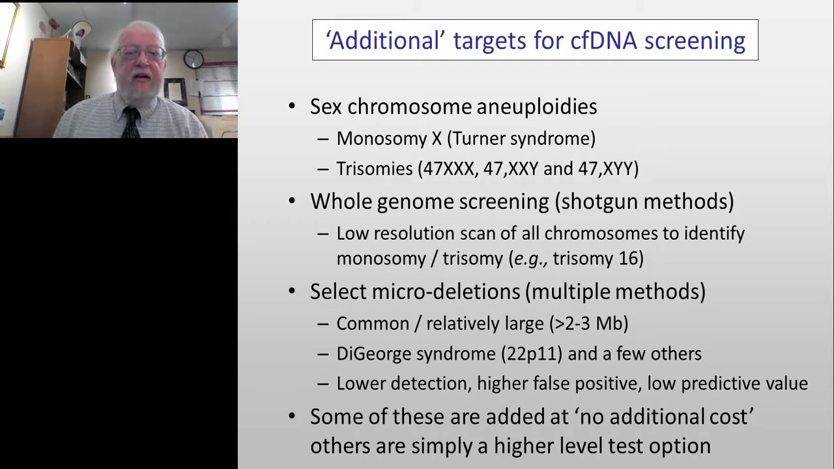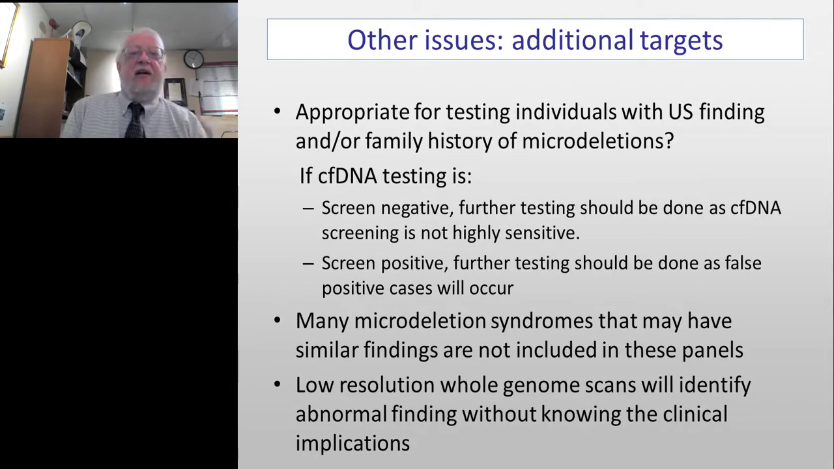So what about these things? What about if you have an ultrasound finding like a conotruncal defect and/or a family history of DiGeorge syndrome? Is this what you should do? Well, let's look. If the DNA test is screen negative, you probably ought to do targeted testing anyway, because cell-free DNA is not going to identify 100% of those microdeletions. Some of them, 1.5 megabases, may be missed. So even if it's screen negative, you ought to be doing further testing.